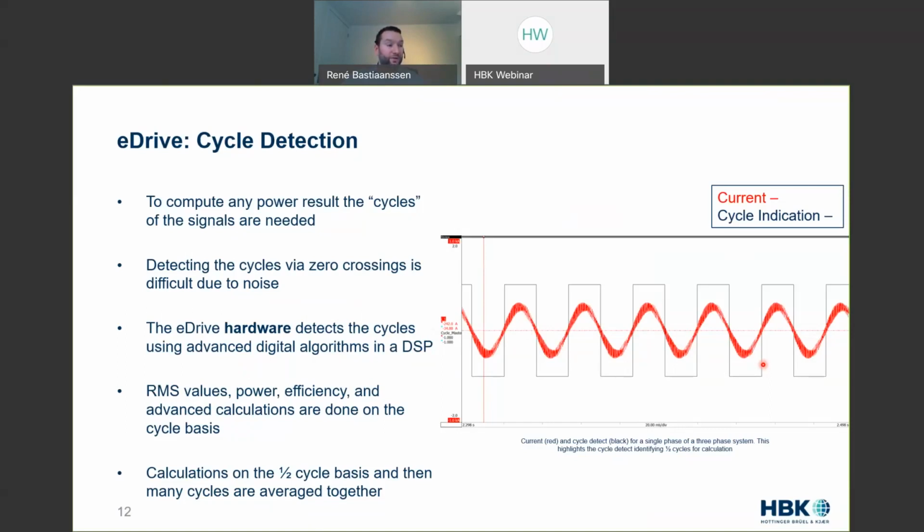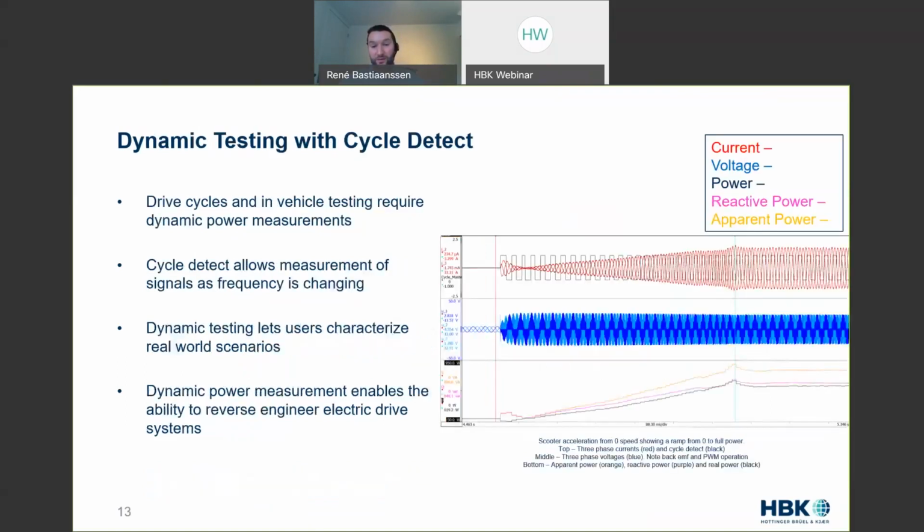So how does this look? Let's look at an example where we do a dynamic test with a cycle detector. In fact, this test was done by one of my colleagues who instrumented an electrical scooter with one of our systems. And what you see here, let's go through the properties of the signal. We see here the scooter being kicked. This is a feature of the vehicle itself. You need to kick it before it starts motoring.